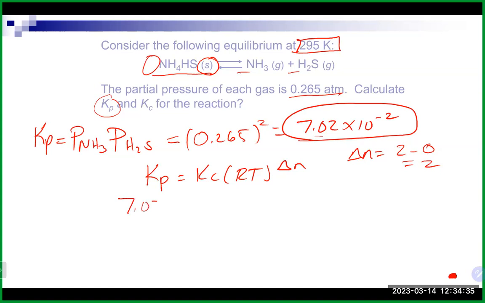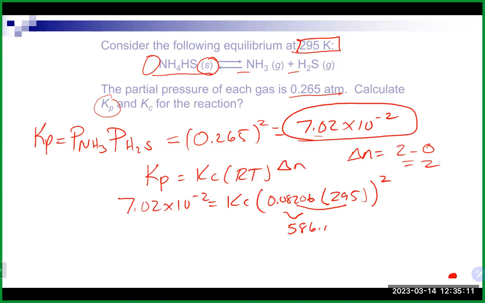That's going to give us 7.02 times 10 to the minus 2 is equal to our Kc times 0.08206 (or 21 if you like that number better). We've got our temperature already in Kelvin, and we're going to square it. Remember that you do want to do this math first before you square it. So you want to do what's inside there, 0.08206 times the 295, and then we're going to square it. So you get something like 24.2, and then you square it. That will give us something like 586.01. To finish it out, we then would take that and divide it over to the other side.